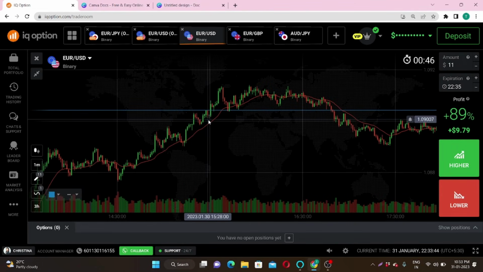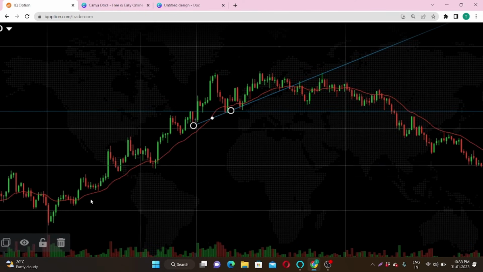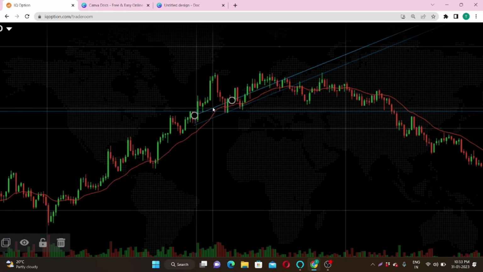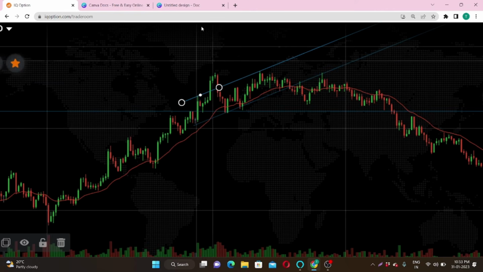So I need to connect these two, right? I have connected these two. I will take a clone of this. What I have to do is keep it at the top. Can you see this? This is the breakout.